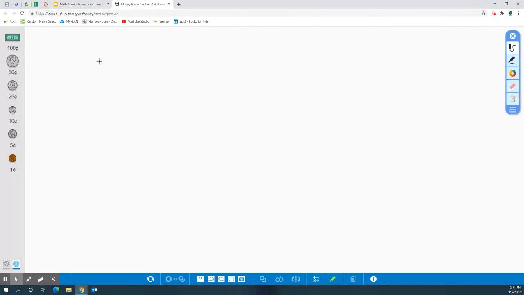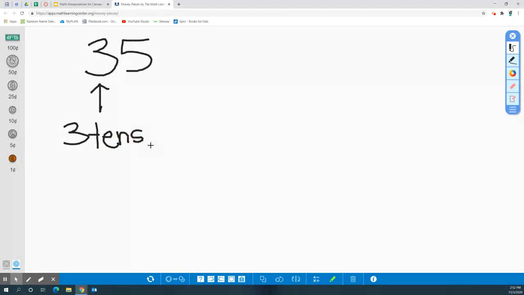If I have 35 cents, okay? Now, how many tens are in 35? Here's my tens, right? So that's three tens. Sorry, my handwriting is not the best on this. And then right here is five ones, right? So 35 is made up of three tens and five ones.